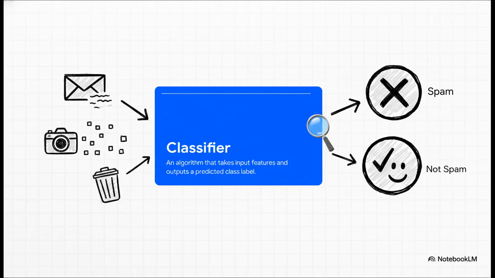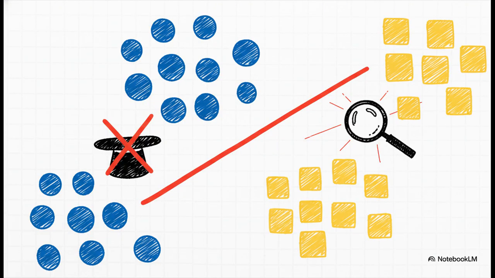Okay, let's break that down. A classifier is just a program that takes in some information. We call these features, which could be anything from the words in an email to the pixels in a picture. Then, based on those features, it spits out a label, a prediction, like spam or not spam. Simple as that.